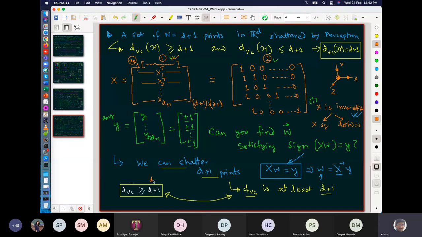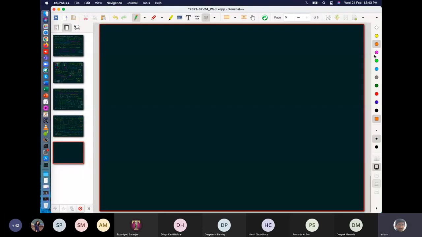We need to prove that d plus 2 is a breakpoint, isn't it? That seals our proof. If I can prove d plus 2 is a breakpoint, yes or no? Yes, sir. That means I need to prove that we cannot shatter d plus 2 number of points. Okay, next part of the proof. Here what we will try to see is, let us take d plus 2 points.